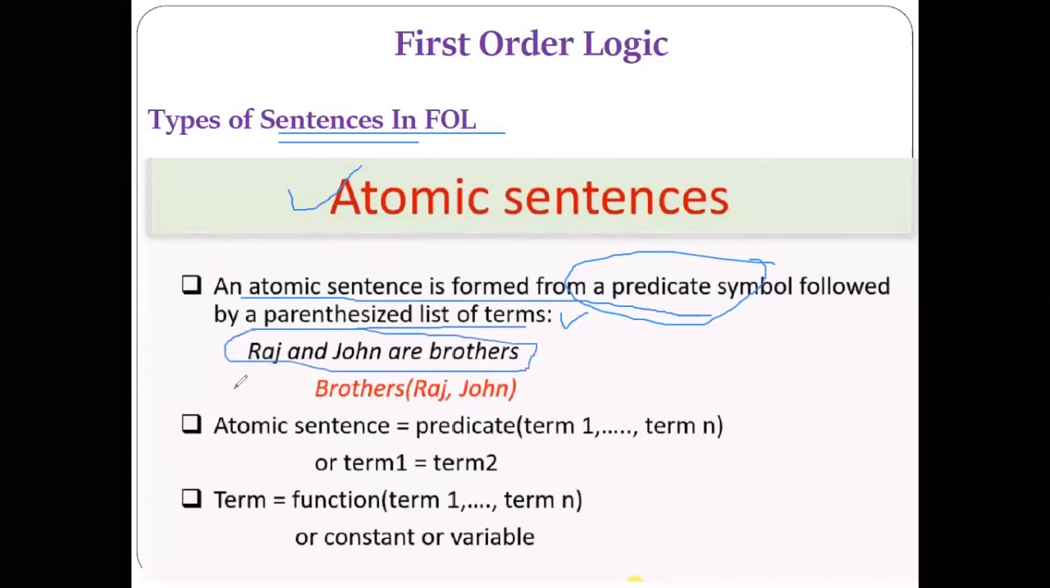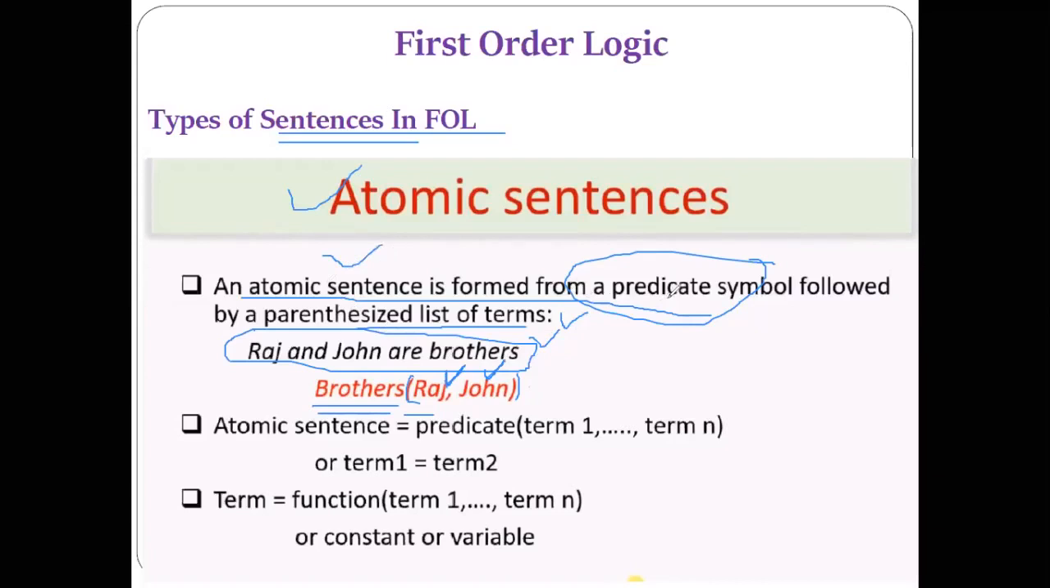Take this example. Raj and John are brothers. Now, what is the predicate of this? This is the atomic sentence. Brother is the predicate. And the subjects are Raj and John, which we have written within a parenthesis. Raj and John are also considered terms in technical language. Got the point?